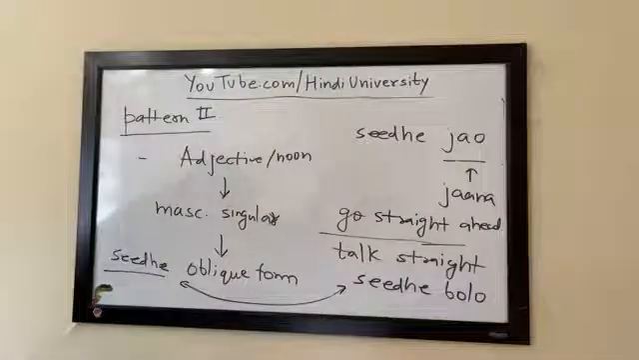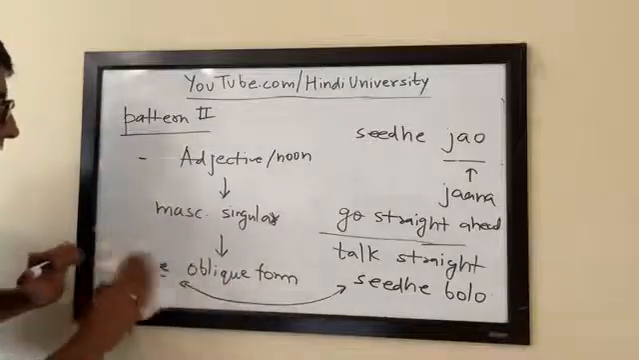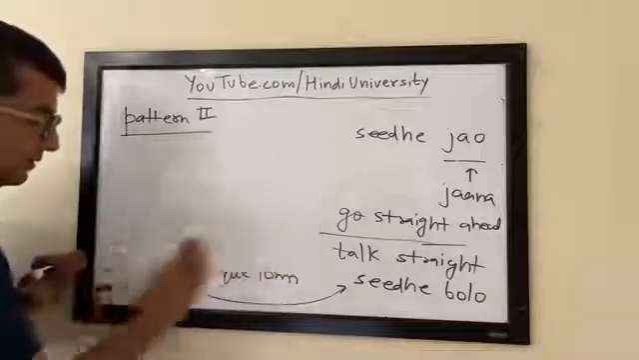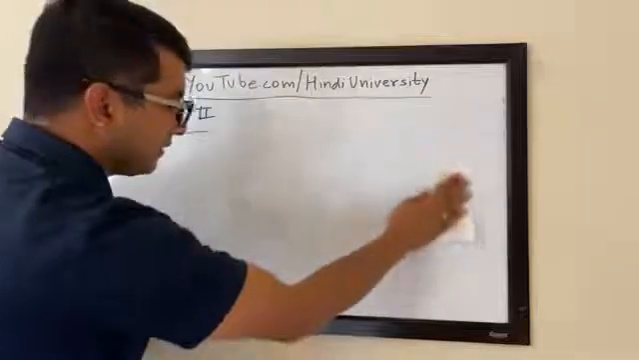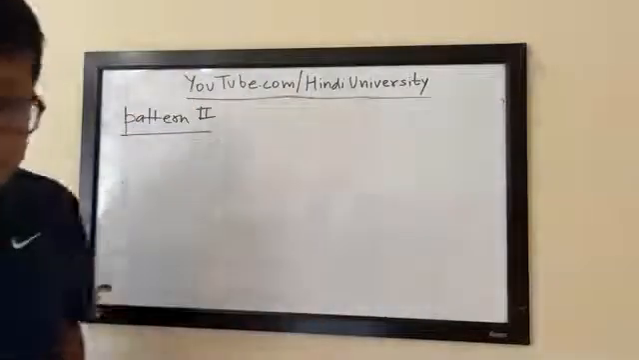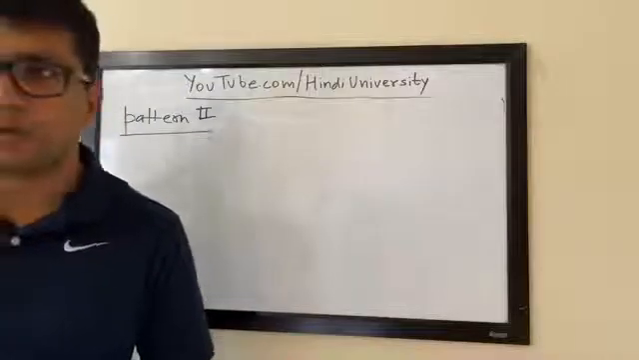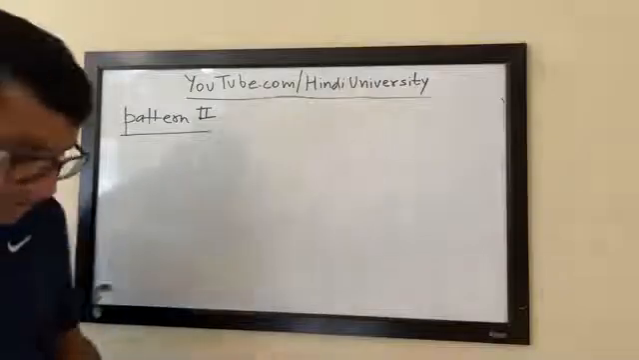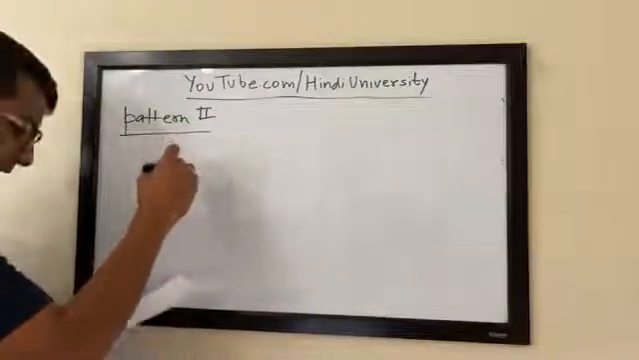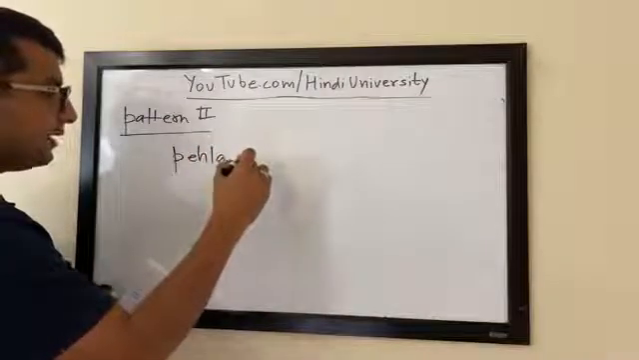Okay. Now let's see some more. How are we doing with time? I think it's fine. I'm going to give some more examples. Ashu ji, you said seedhe baat karo. That's correct. There are just variations of it, but you got the point. Okay. I'm going to give some more examples. So you have pehla. What is pehla?